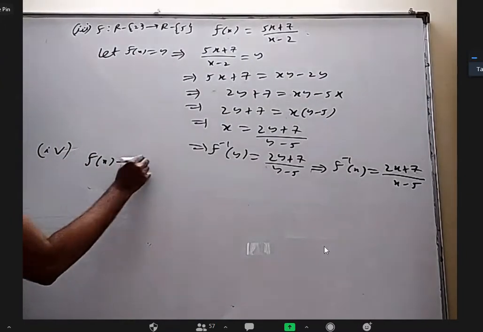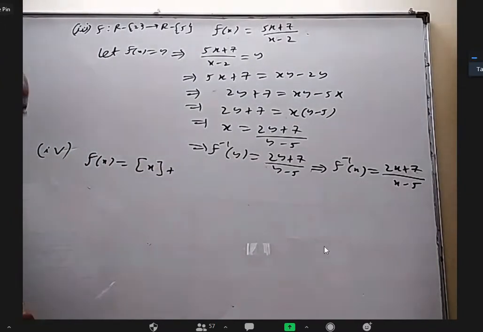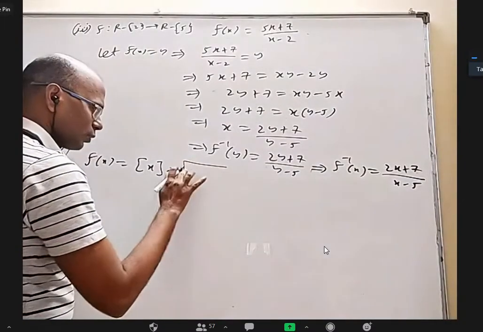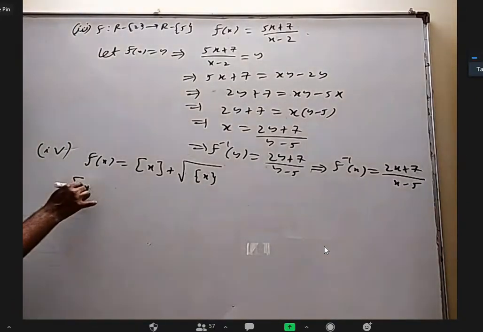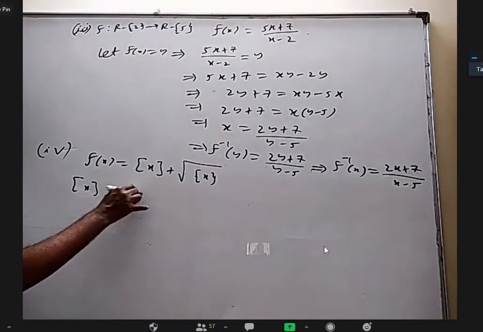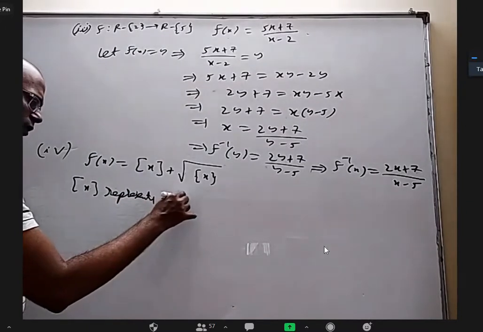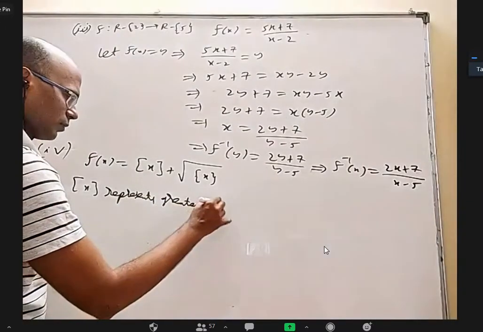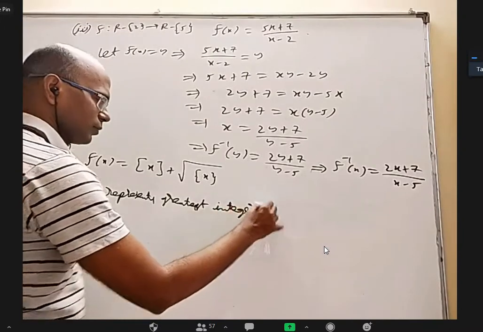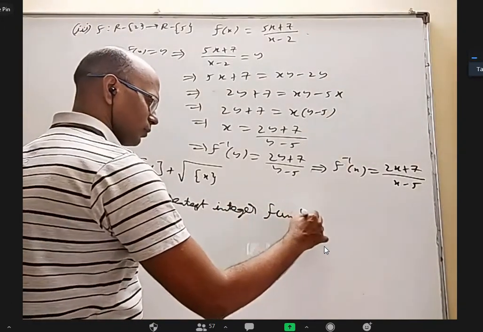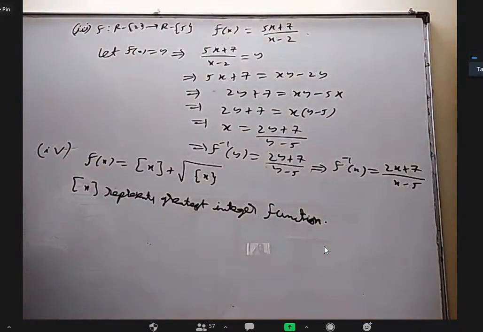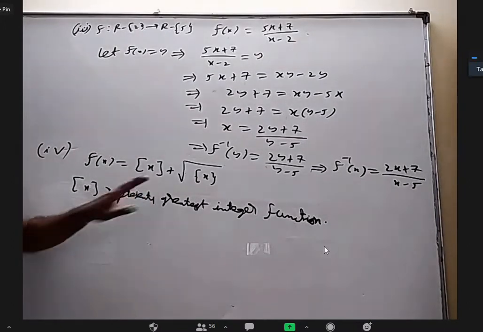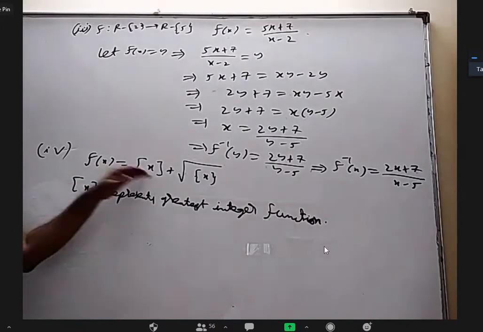f of x is equal to the integer part of x plus the square root of the fractional part of x. All of you know the integer part of x represents the greatest integer function. Actually, the graph of this will be quite interesting. We'll discuss it a little later. I am just giving this to check whether you can tell or not. If somebody is not able to do it, don't worry so much.